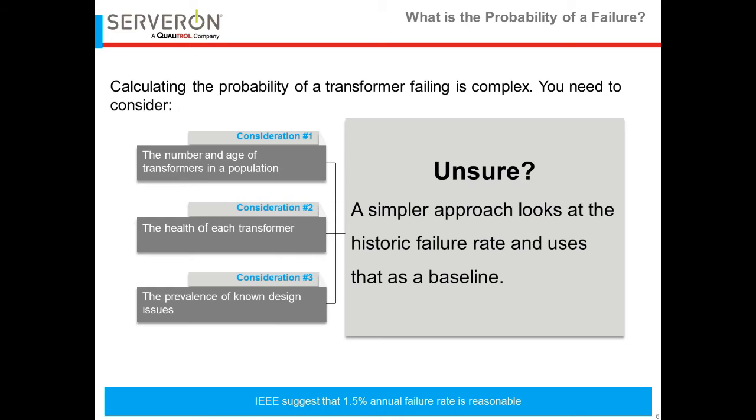So IEEE suggests a 1.5% annual failure rate is reasonable as part of a general calculation, and this is in the context that for a highly reliable grid, 0.5% would be typical, and for infrastructure where there is unreliable equipment, maybe up to 3% would be a reasonable failure rate that you would see. So 1.5% could be used for these sorts of generic calculations.